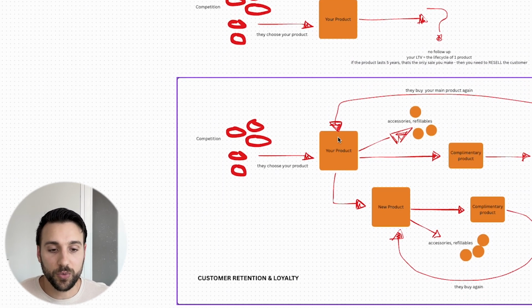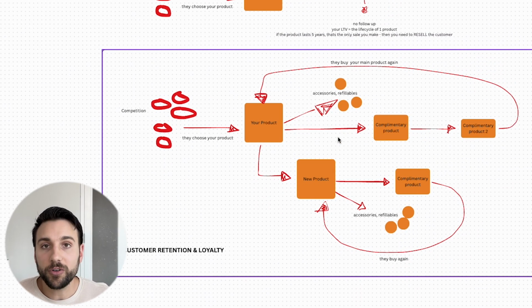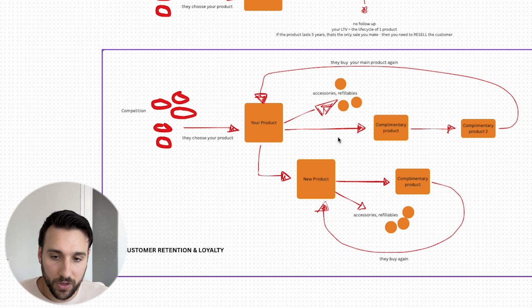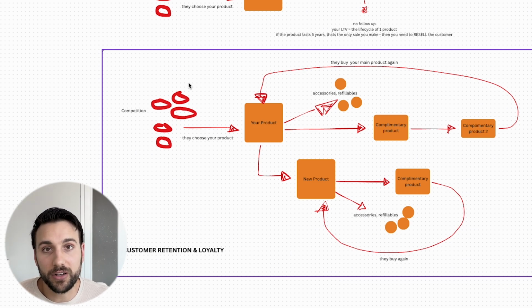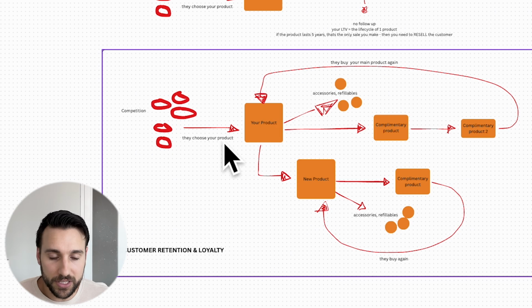All right. So what you should do is build customer retention and loyalty. How do you do that? Well, let's go through the journey. You have the competition of everyone else in the market versus you, and you're able to differentiate yourself. The consumer chooses your product, they buy your product. Now from there, you build out this life cycle. You build out this ecosystem around your product.